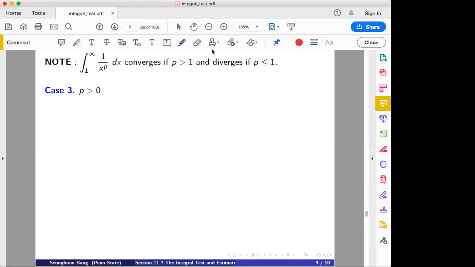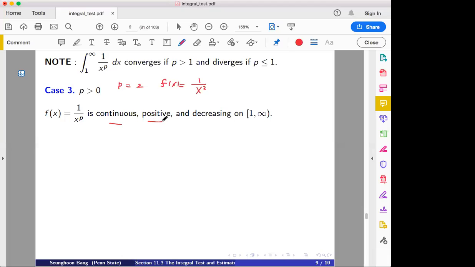Case 3, p is greater than 0. So f of x equals 1 over x to the p is continuous. One example is p equal to positive 2. What's f of x? f of x is 1 over x squared. The 1 over x squared is continuous, positive, and decreasing. This is always true for any positive number p.